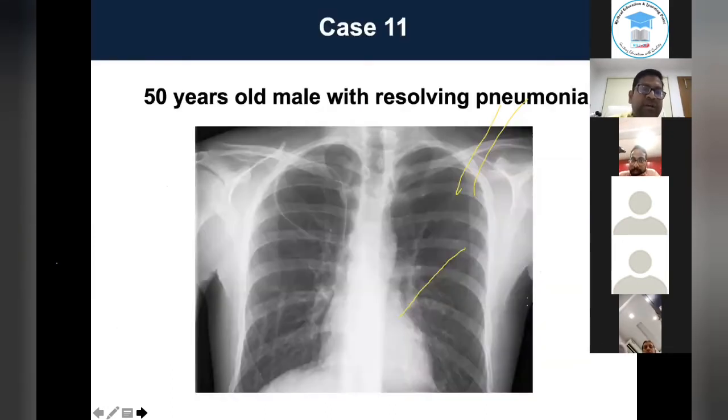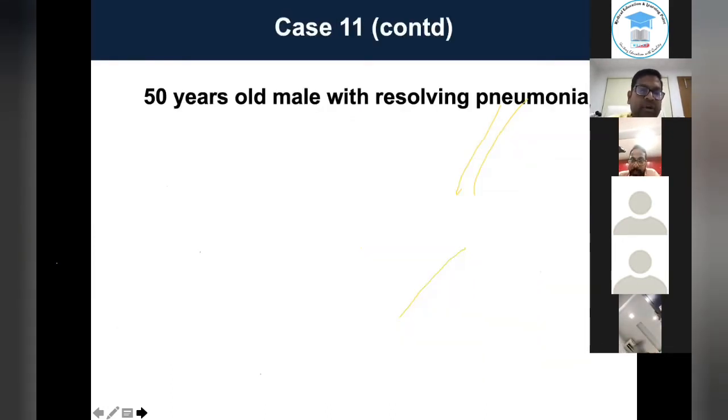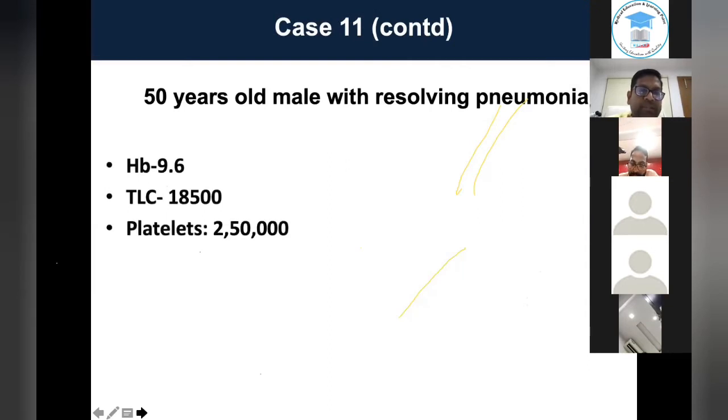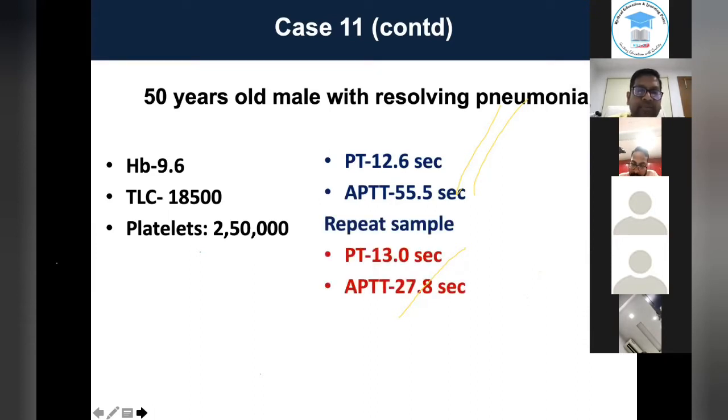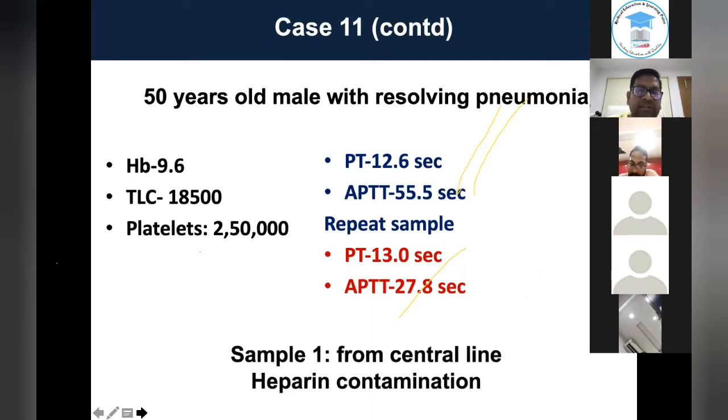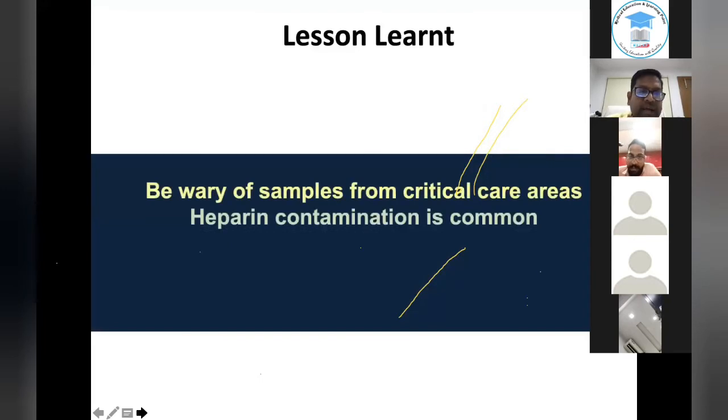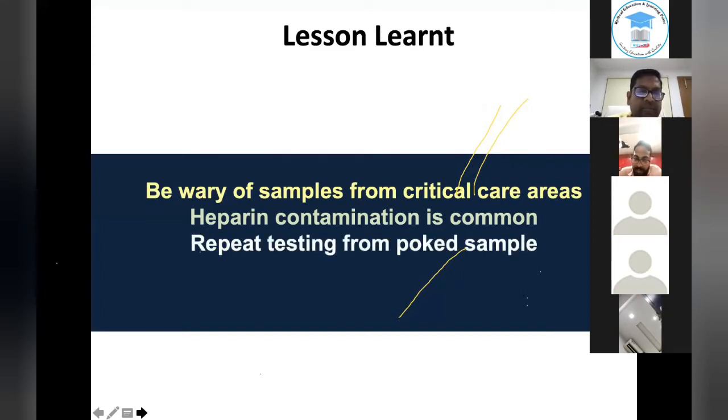artifactual results. Coming to the next case, a 50-year-old male with resolving pneumonia, hemoglobin 9.6, TLC 18,500, platelets 2,50,000. PT is normal, APTT high. The repeat sample shows PT borderline high and APTT again high. Actually, the sample had been taken from a central line. So what you have learned is that with samples from critical care areas, there is a chance that they could be contaminated with heparin. Repeat testing should be done from another sample collected from a peripheral line.